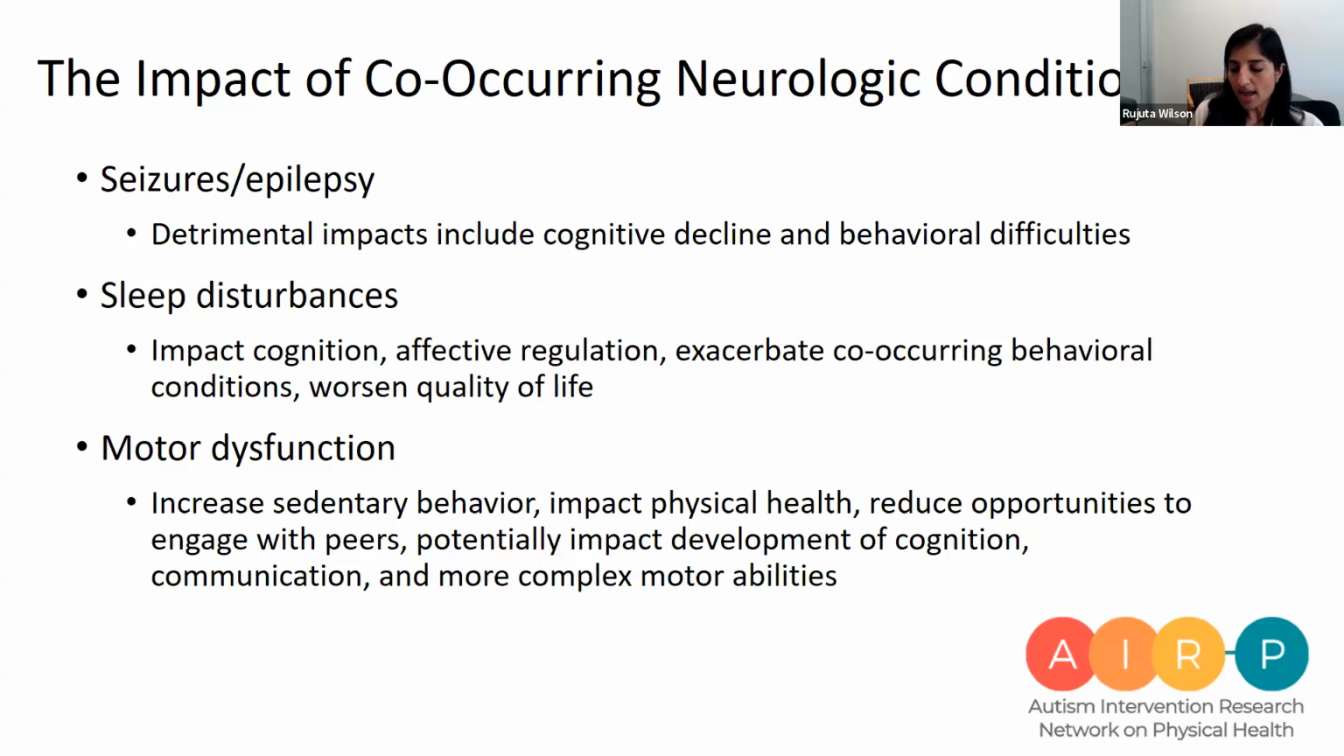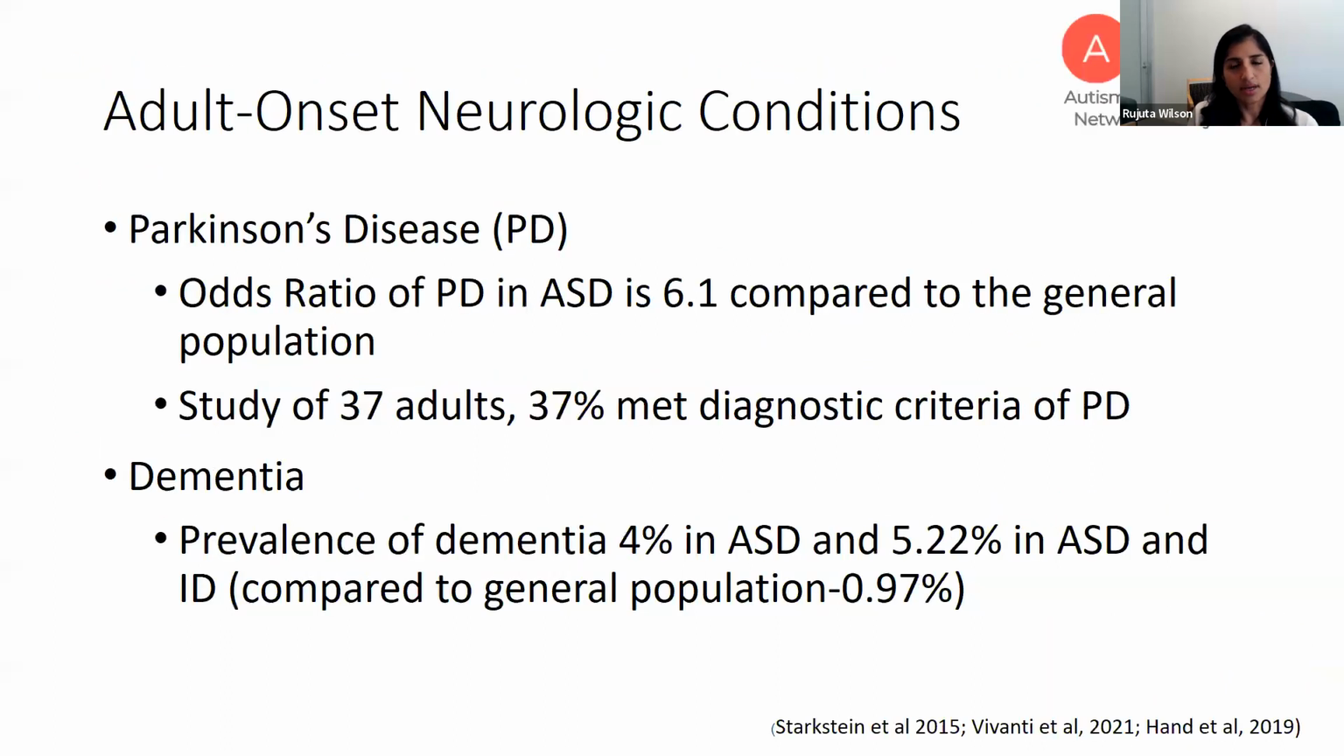We also know, and this I didn't highlight earlier, from very recent studies, that there's a higher prevalence of adult onset neurodegenerative conditions in autistic individuals. Data has shown that for Parkinson's disease, for example, studies show that the odds ratio of Parkinson's disease in autistic individuals is about 6.1 compared to the general population. That's a huge higher odds ratio compared to the general population.